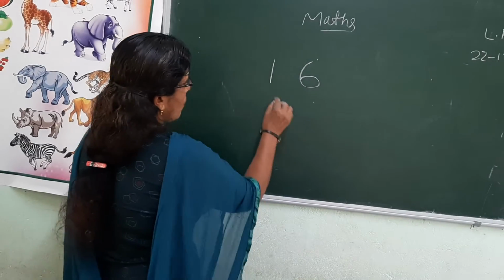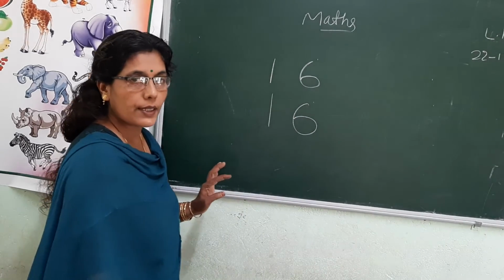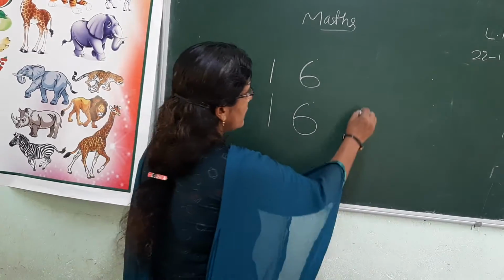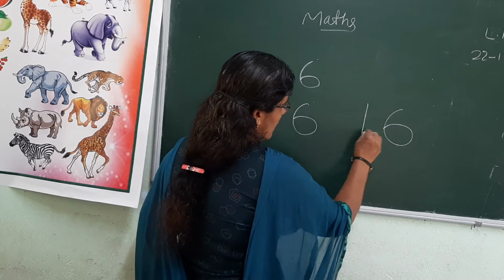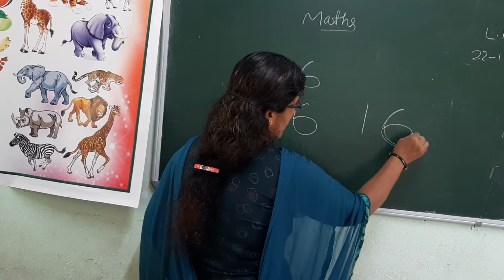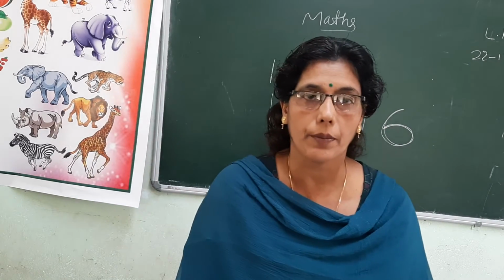1, 6. It becomes 16. 16 is a 2-digit number. Okay.